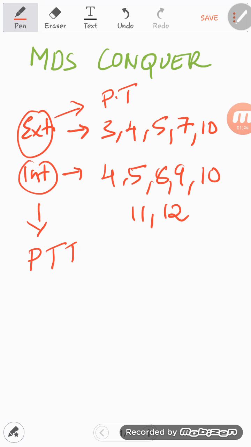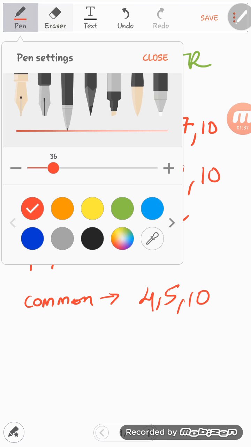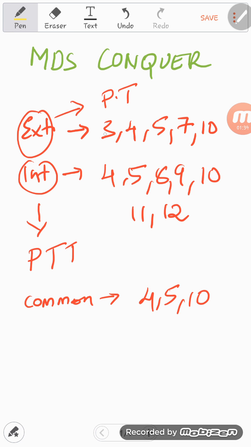The next question: the factors that are common for both the extrinsic and intrinsic pathways are 4, 5, and 10. You can clearly appreciate them: 4, 5, and 10.